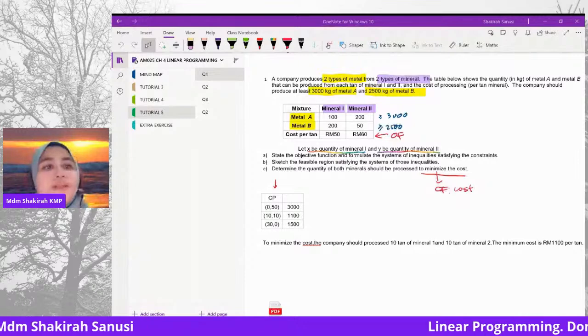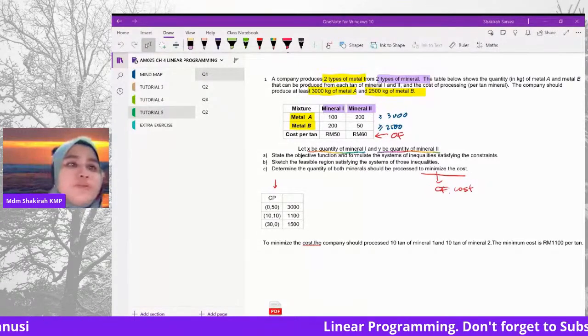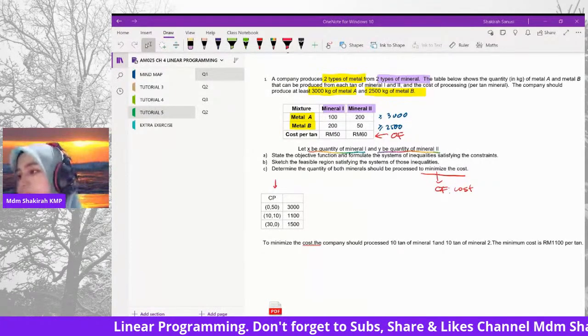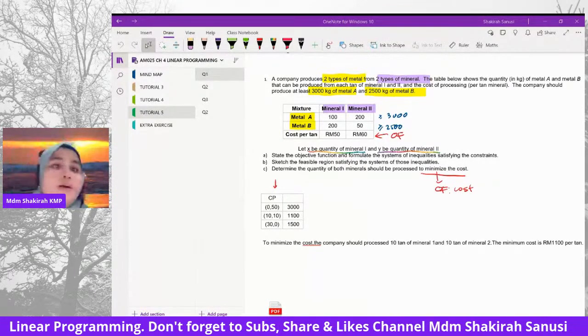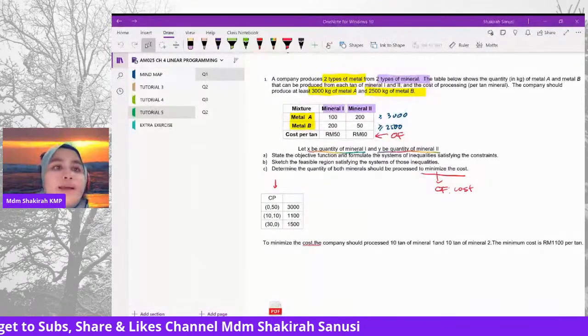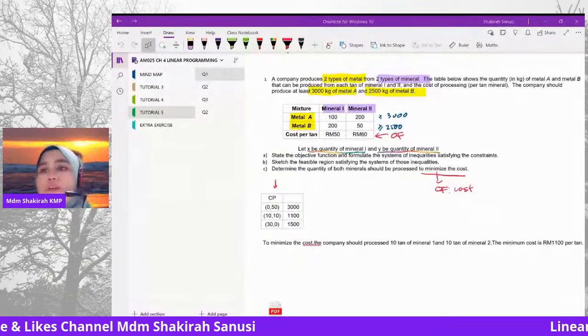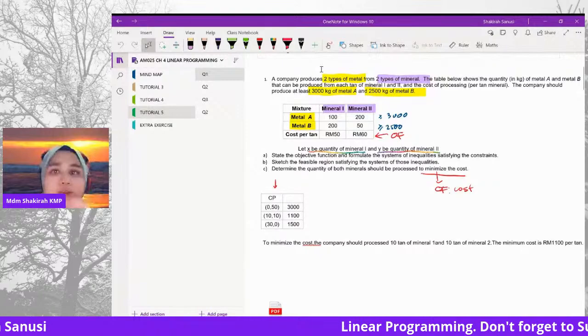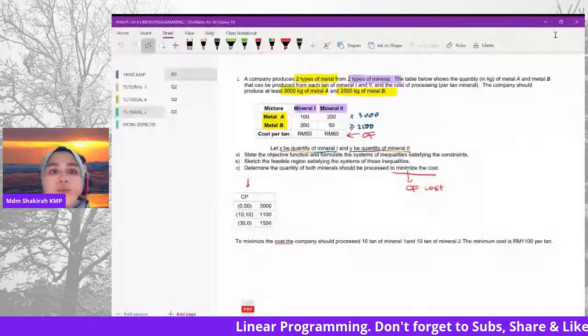For chapter linear programming. I'm not sure whether you can hear my voice or not just now. So hi guys, please be prepared. Open your books, look at your solution, take the highlight pen and so on. Okay, let's see your tutorial 5. Let's do a quick review.